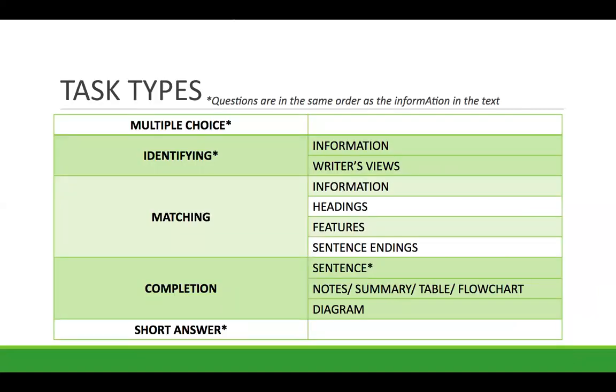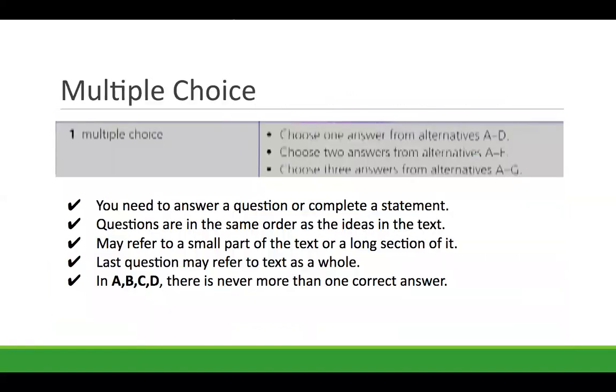Okay. So task types. Questions are in the same order as the information in the text. So multiple choice, identifying. You have to identify the information or the writer's views. We have matching, matching information to headings, features, sentence endings, and we have completion: sentence completion, note completion, summary, table, flowchart completion, or diagram. And then there are also short answer questions.